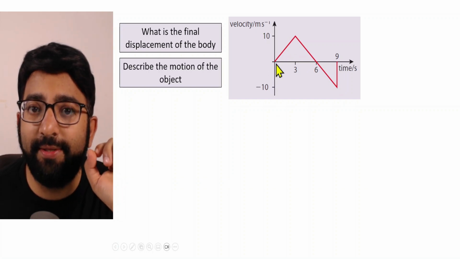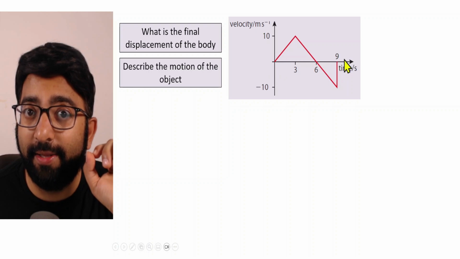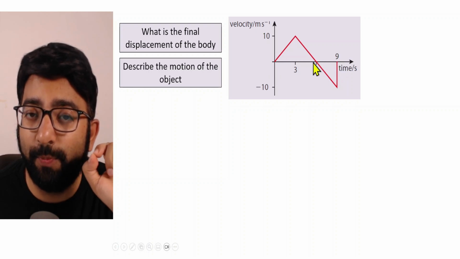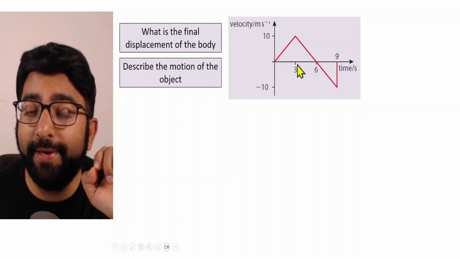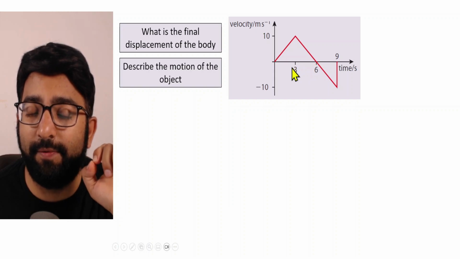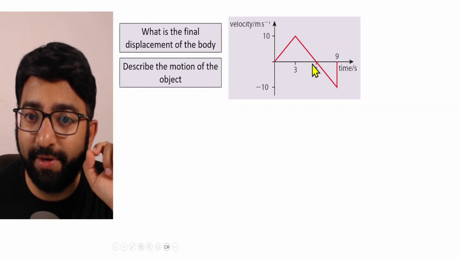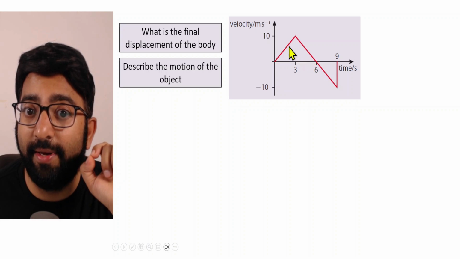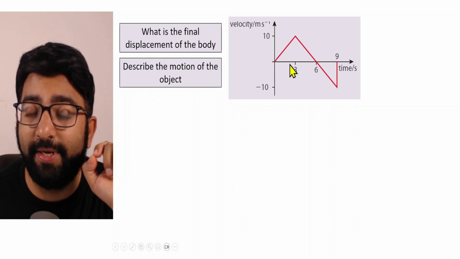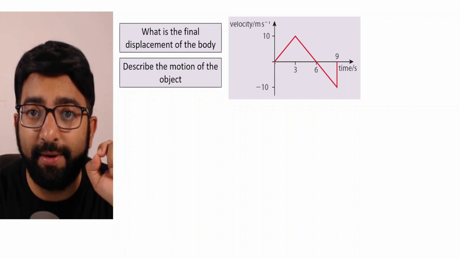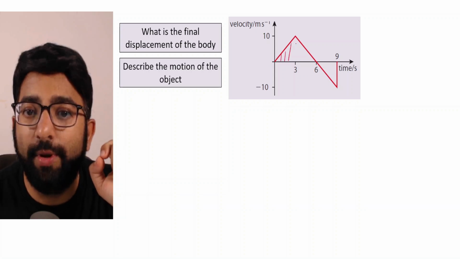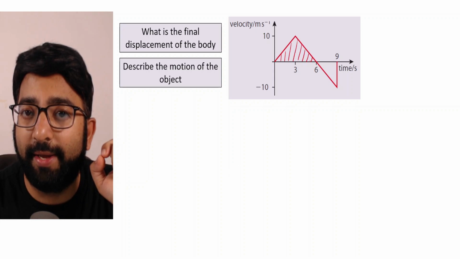In this graph, you can see that the total time taken is 9 seconds. We need to figure out the total displacement traveled by the particle. All we need to do is find the area under the curve. And how do we do that? Consider this triangle. We will try to find the area between this triangle and the x-axis. So first of all, let me shade that region. This region is going to get us the displacement of the object from 0 to 6 seconds.